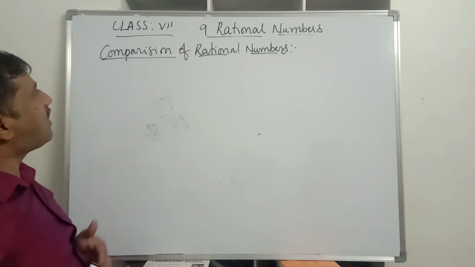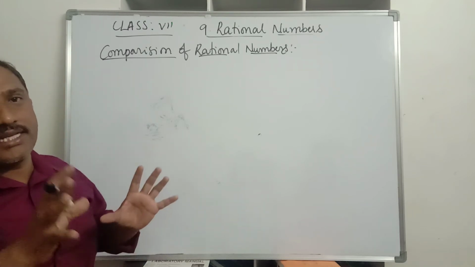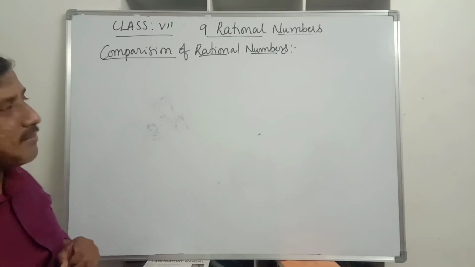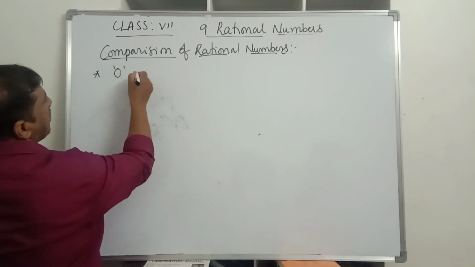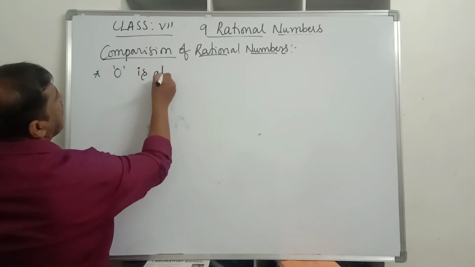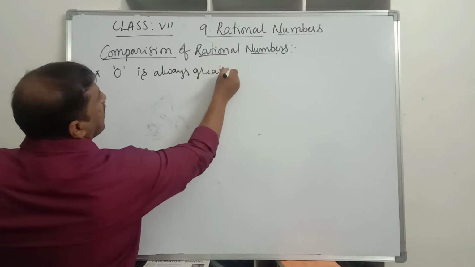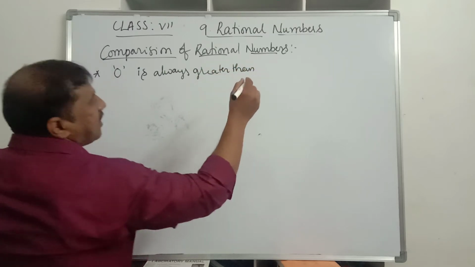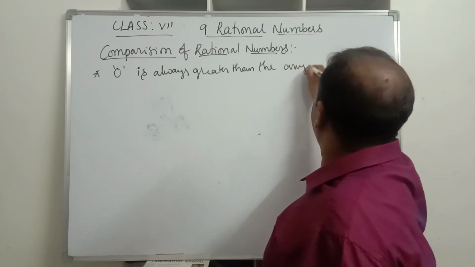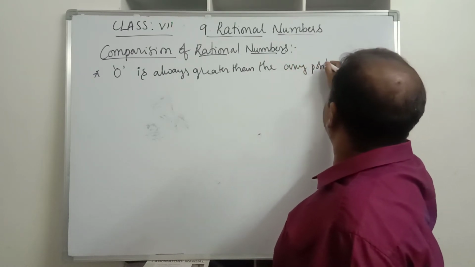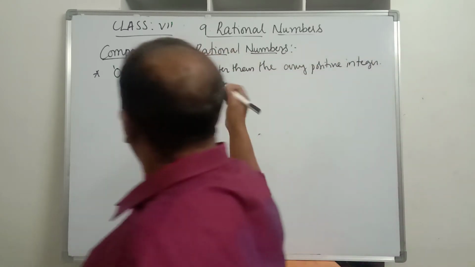Now here rational numbers also we will compare using the concept of fractions. You see here some of the points. We know 0 is a rational number. 0 is always greater than any positive integer.